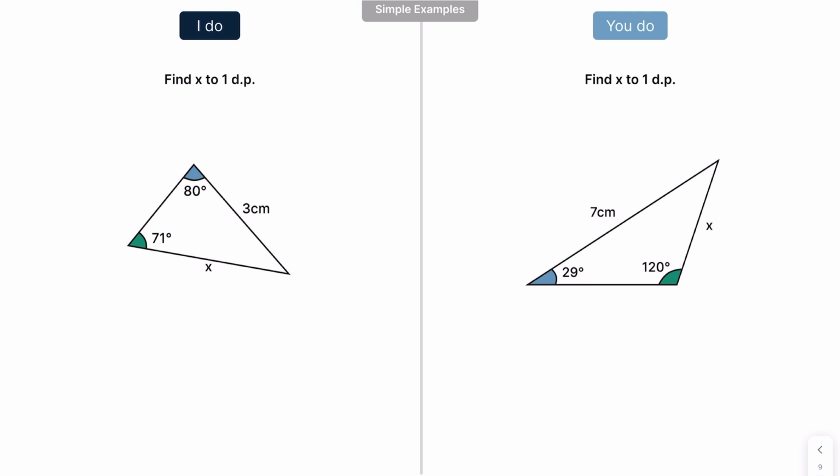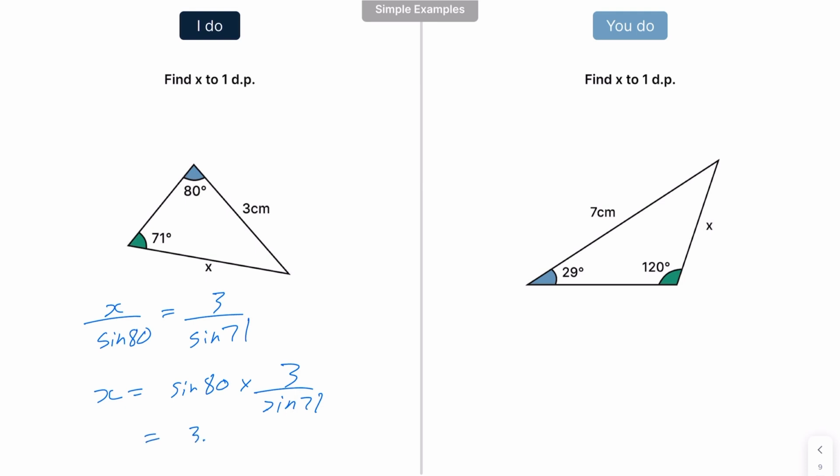So have a look at another example here. The question is asking us to find a missing side x. Does that side have an angle opposite it? Yes, it does. So let's start with that information. So we have x divided by sine 80. We are using the sine rule. Do we have another side with an angle opposite it? Yes, we do. Cool. So let's just do that. And rearrange this. We have sine 80 times 3 over sine 71. And that gives us 3.1 centimeters.